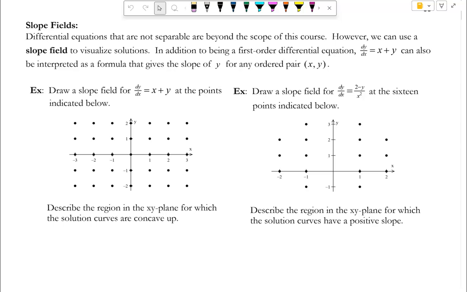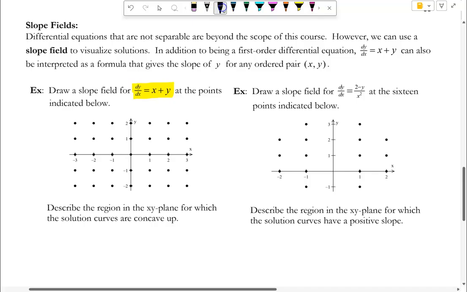So we're going to sketch two slope fields in these next examples, and then we'll dig into the understanding of what the slope field means. So for this first one on the left, we are asked to draw a slope field for the differential equation dy over dx equals x plus y.